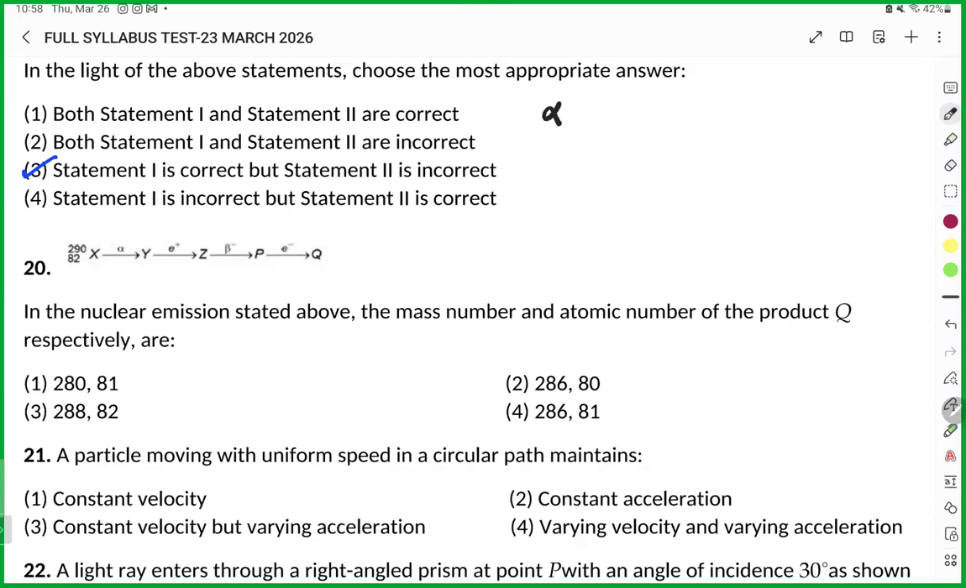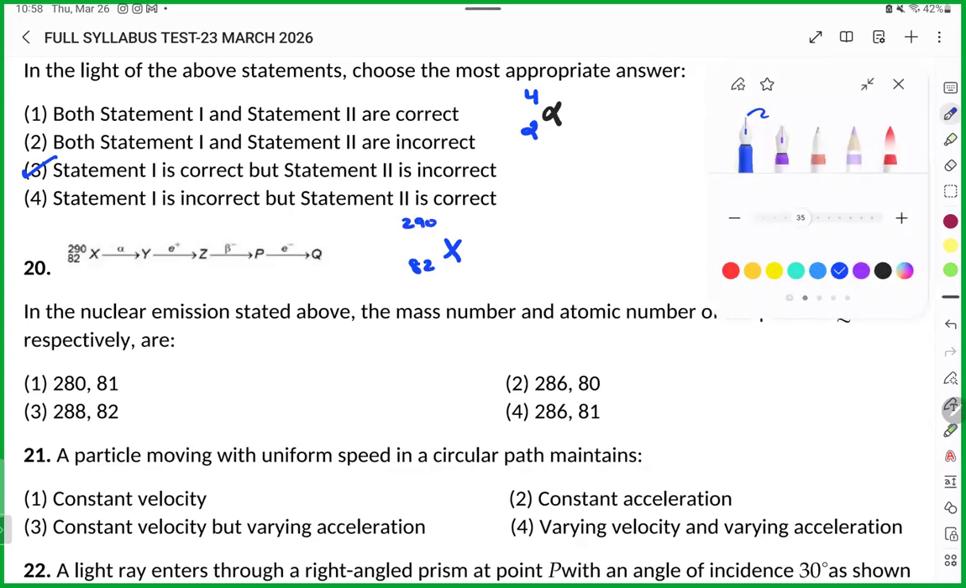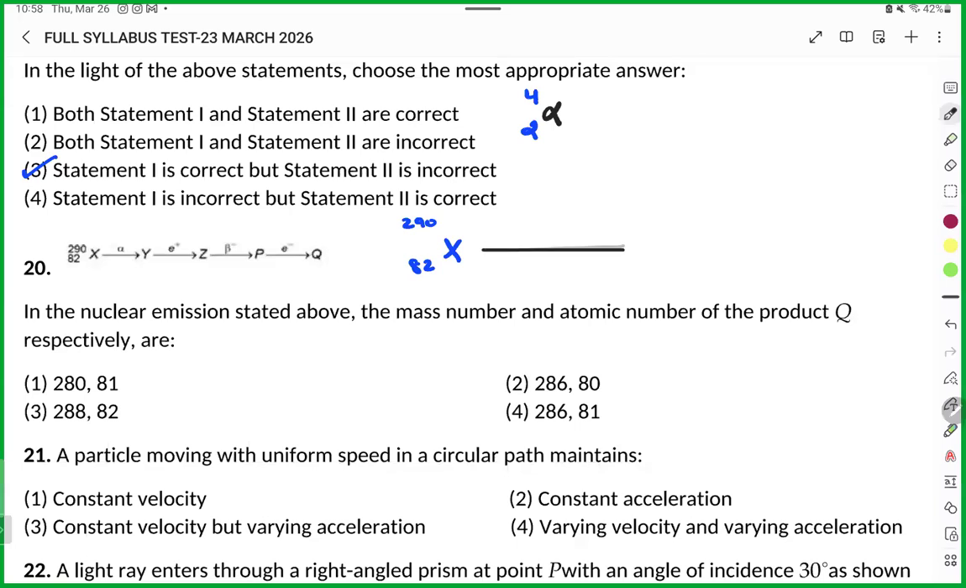Okay. So whenever you take alpha particle, इसका मास होगा 4, एटॉमिक नंबर 2. तो इफ यू आर रिलीजिंग अल्फा पार्टिकल किसी भी एलिमेंट में, जैसे यहाँ पे x है, x is 82 and 290. If we remove अल्फा पार्टिकल, तो इसका मतलब है मास 4 से रिड्यूस हो जाएगा और एटॉमिक नंबर 2 से रिड्यूस हो जाएगा. If you take alpha particle, mass reduced by 4, so 286. Atomic number reduced by 2, it will be 80.